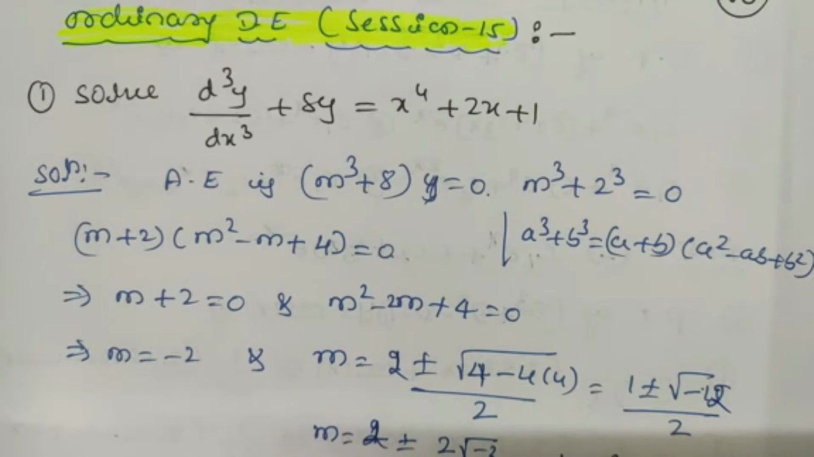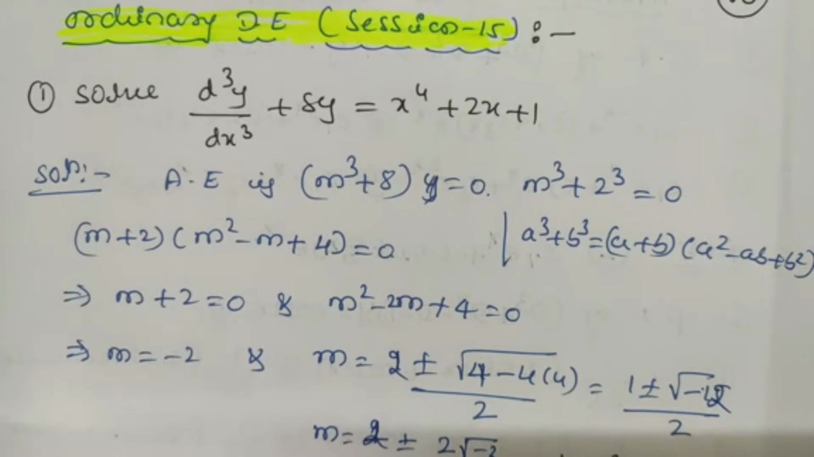In this session we are going to study examples on the particular integral of the form x raised to n and e raised to ax into v. Let us take one example. Solve d³y/dx³ + 8y = x⁴ + 2x + 1.